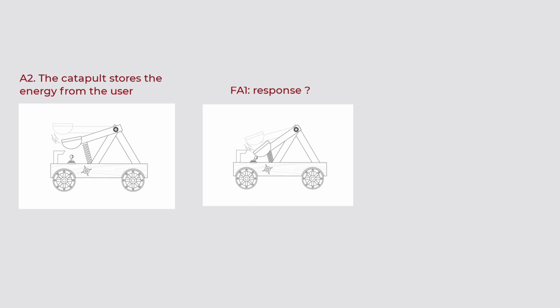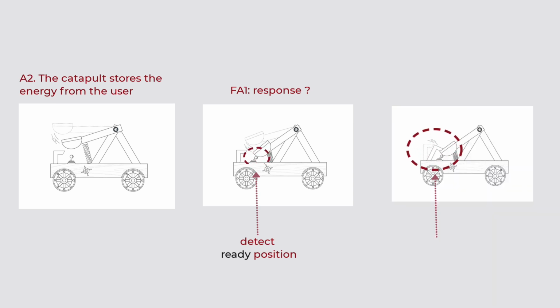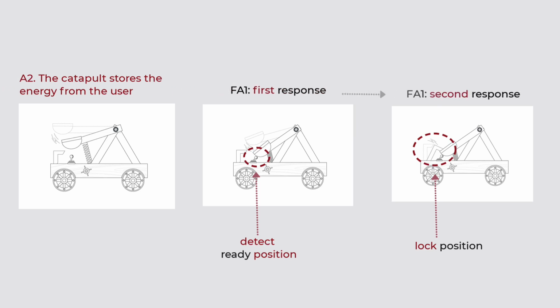This means the catapult must detect a certain position or condition where energy storage should stop, and then lock into place to prevent the energy from being released prematurely. In this context, I refer to this position as the ready position. Once the catapult reaches this position, it must lock the stored energy. This scenario demonstrates the application of formula FA1 twice. The first response is for the catapult to detect the ready position. The second response, due to the first response, is for the catapult to lock it in place.